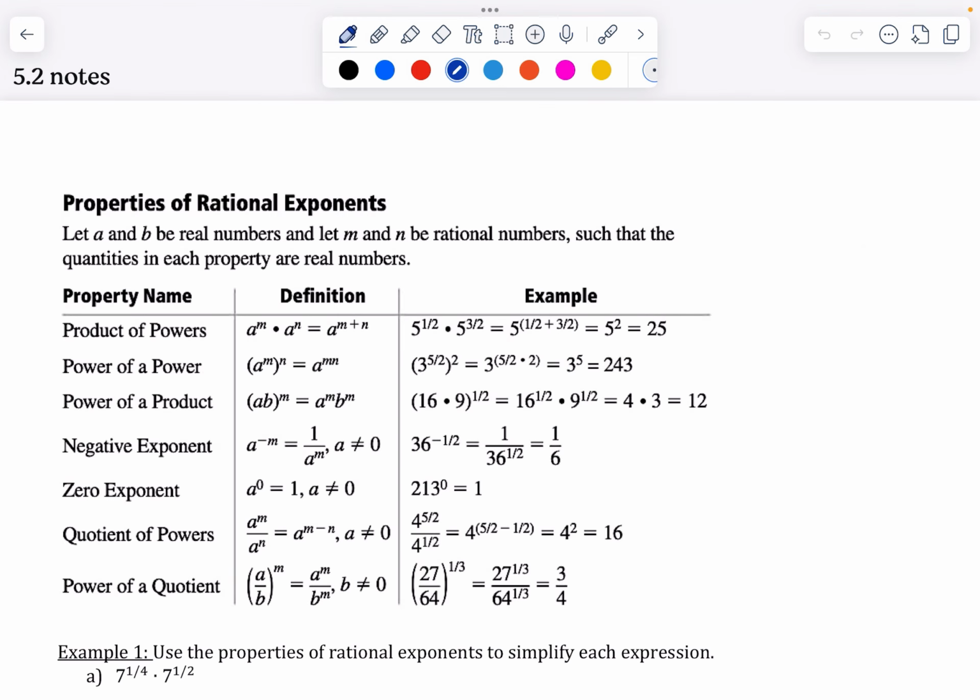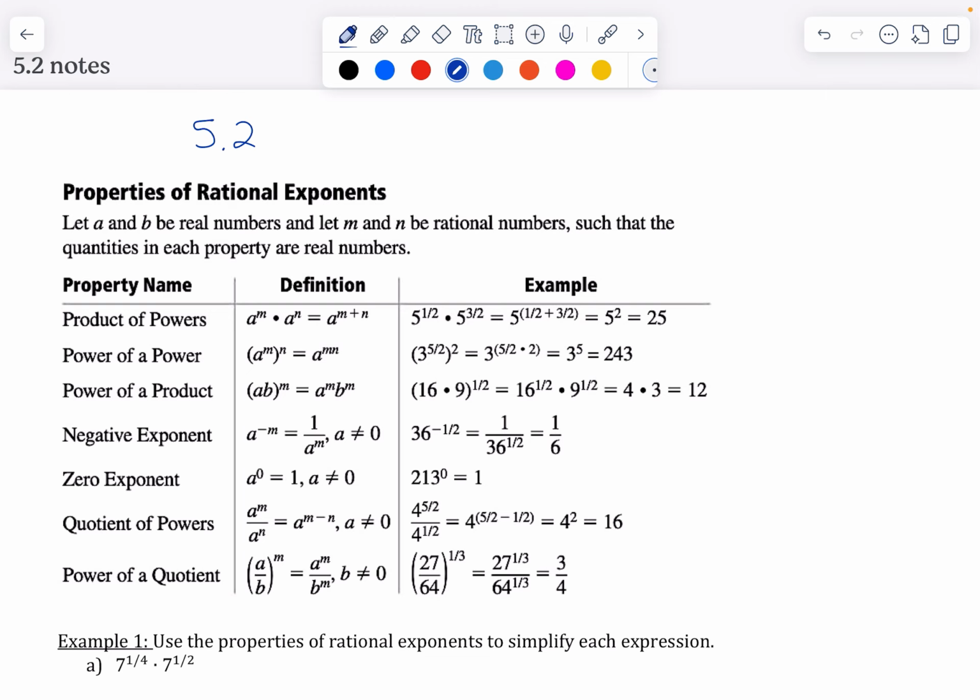Good morning, everyone. This lesson that we're going to do today is from the textbook. This is 5.2, Properties of Rational Exponents and Radicals.